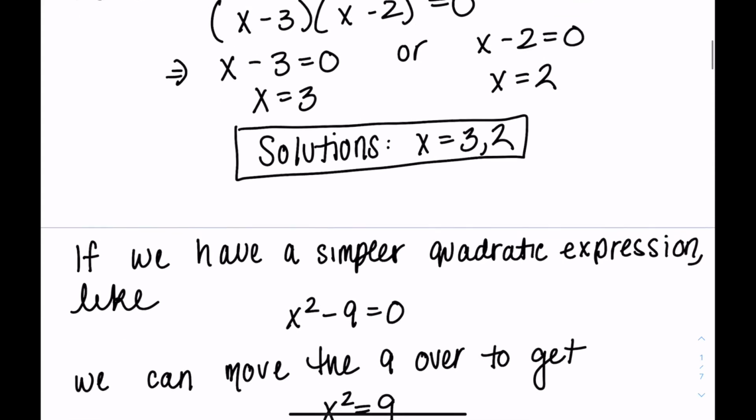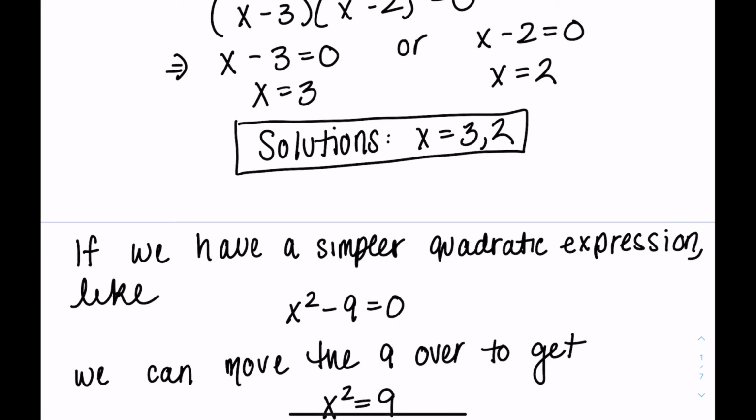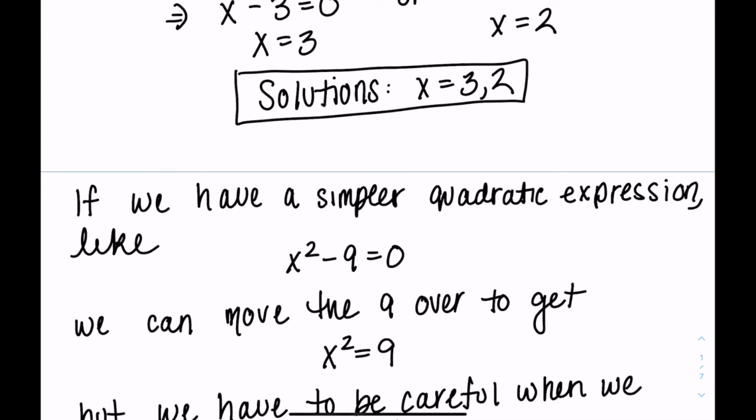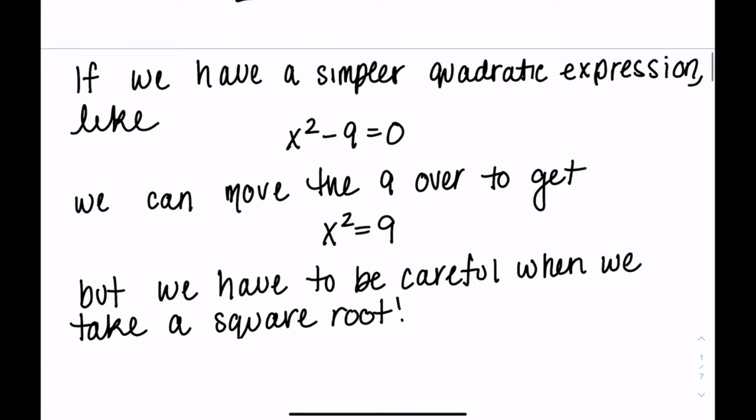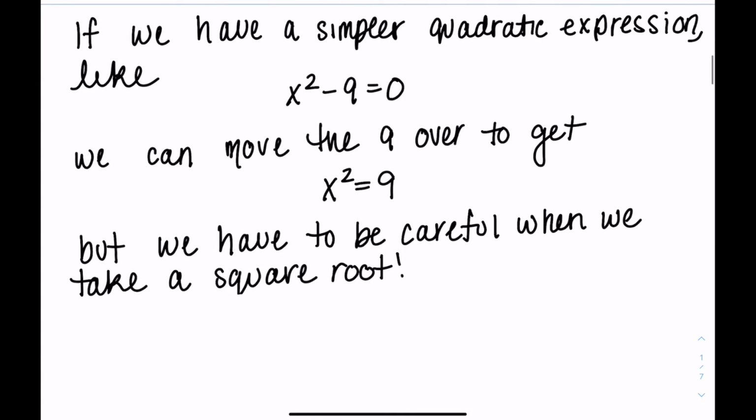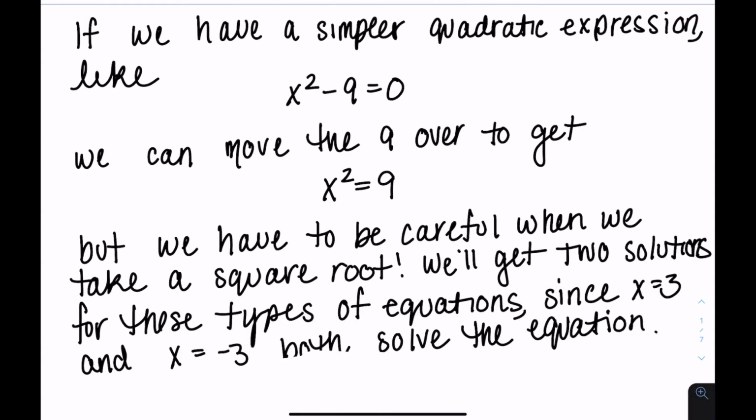If you have a simpler equation, like x squared equals 9, so you're missing that middle term, you can absolutely move the 9 over and then undo the square by taking a square root. You just have to be really careful when you do that. It's a second degree equation, so there are possibly two solutions. When you go through this, you're going to have two answers, 3 and negative 3, because 3 times 3 is 9, and negative 3 times negative 3 is also 9. So there are two answers.